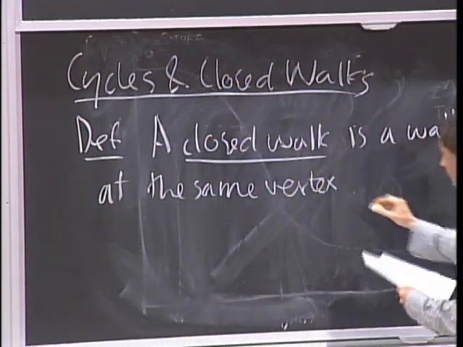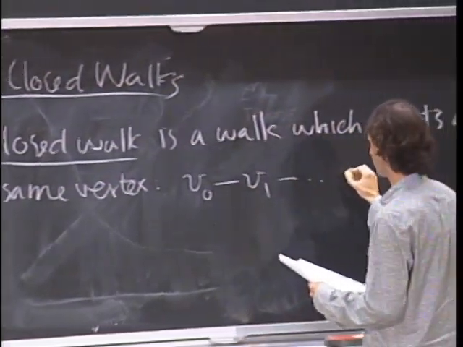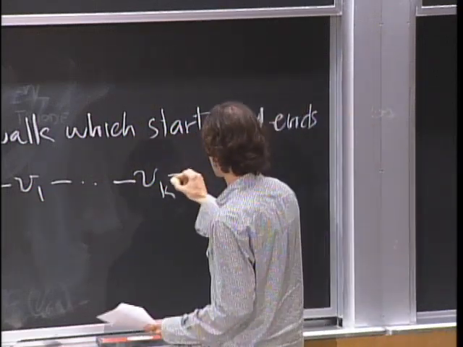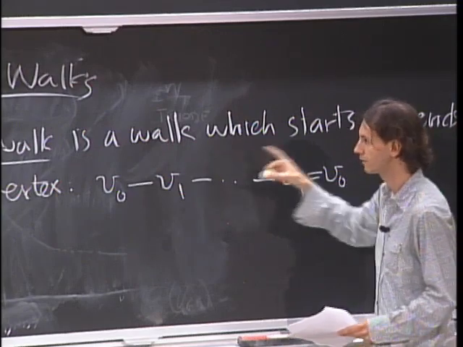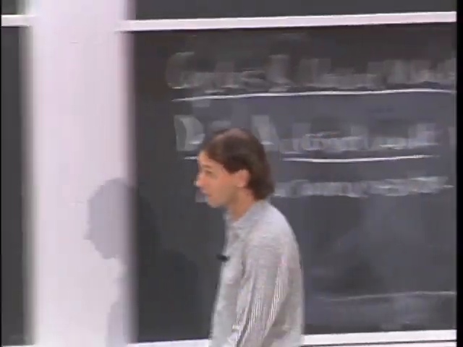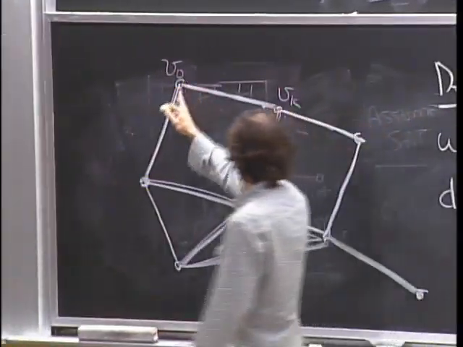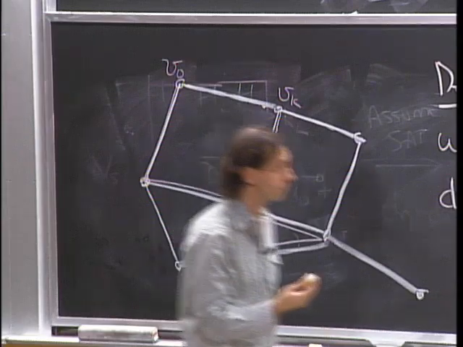So this is all pretty straightforward. So we have V0 connected to, say, V1 all the way up to Vk. And Vk itself is equal to V0. So you have a walk that goes all the way from V0 all the way back to Vk. For example, in this graph, you could have walked all the way back to V0, and you would have a closed walk.